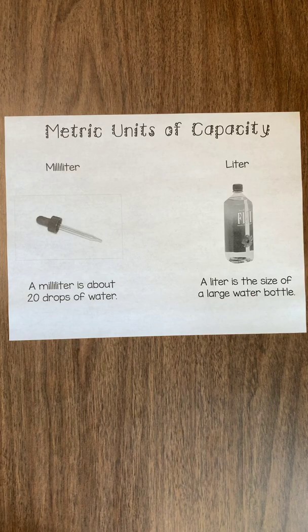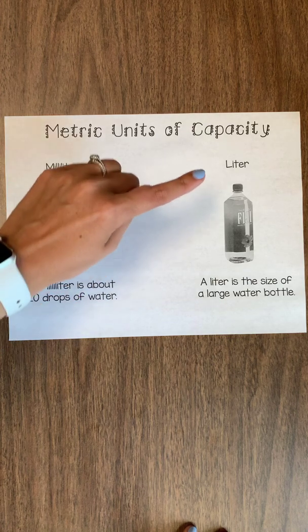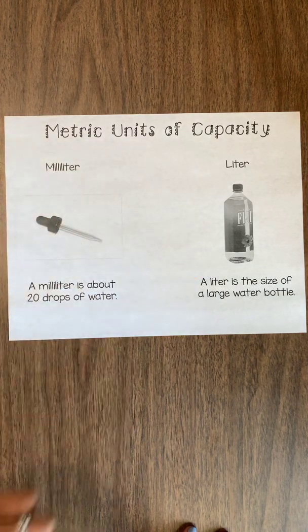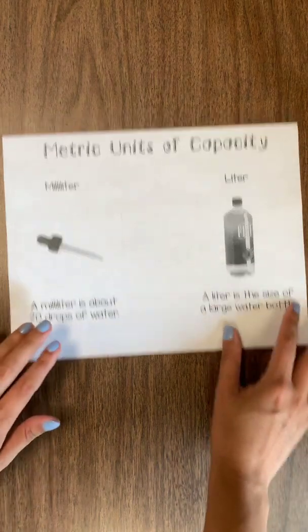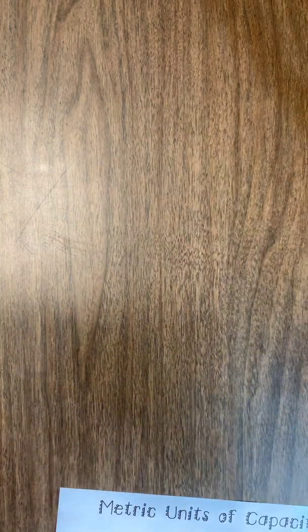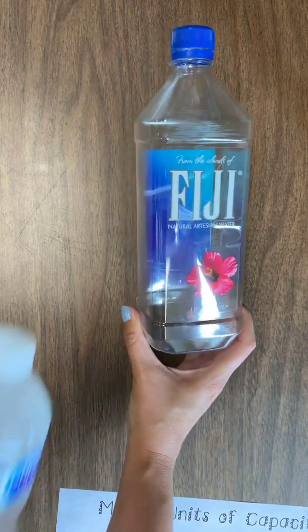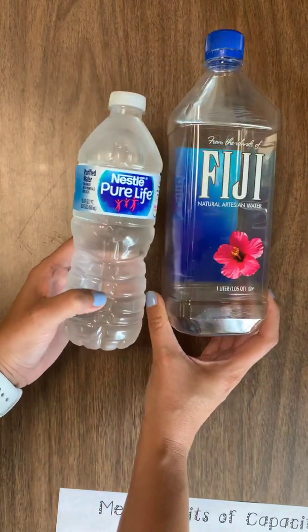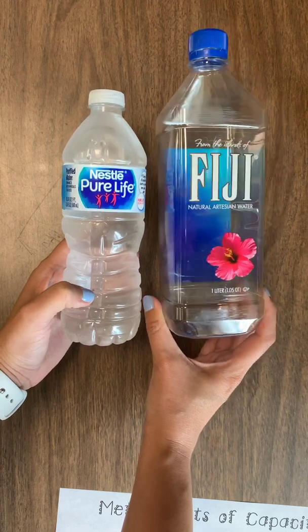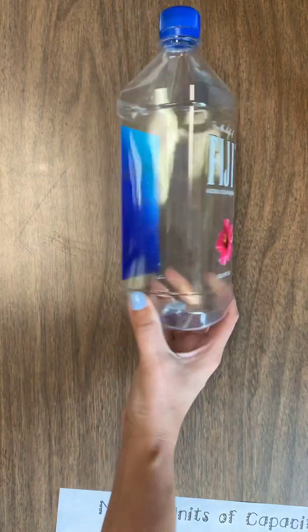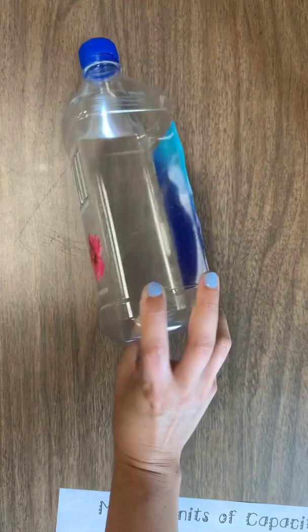To help you understand the difference between a milliliter and a liter, I'd like to discuss a few examples. A milliliter is very small. It's about 20 drops of water. So we use milliliters when we measure things that don't have a lot of liquid to them. Liters are a little bit bigger. A liter is the size of a large water bottle. Let me show you a couple of examples. Here I have an empty liter water bottle. Here it is in comparison to a normal sized water bottle. A liter is a little bit bigger than a normal sized water bottle, so this is used for measuring large amounts of liquid.